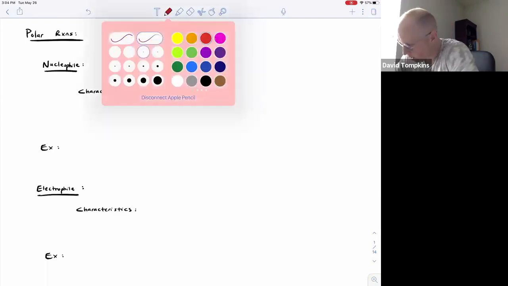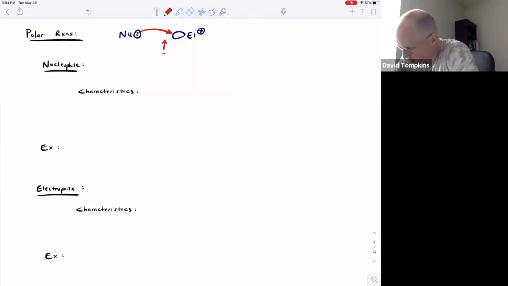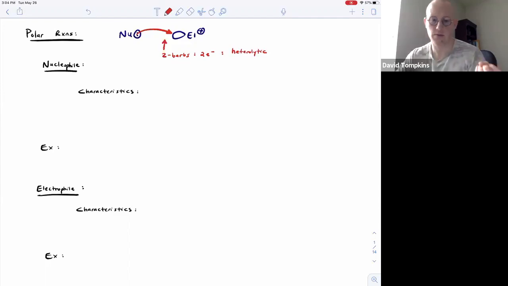And this arrow here with two barbs, or a doubly barbed arrow, indicates that two electrons are flowing from nucleophile to electrophile. Or this is a heterolytic bond formation, where two electrons come from one source and zero electrons come from the other.